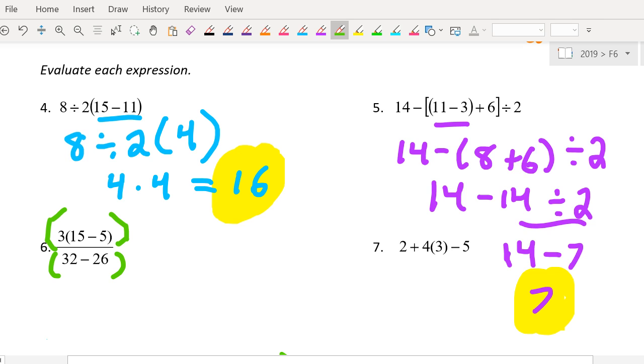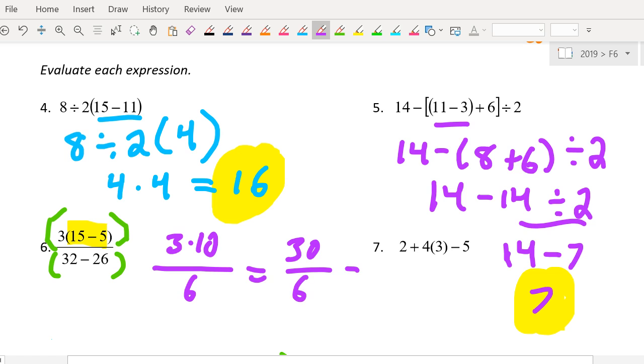All right, what do we do, young lady? So first, you're going to see the numerator and do the parentheses in the numerator, which equals 10. So that'll be 3 times 10 over 32 minus 26. And if you do that math, you should get 6. Right. So 3 times 10 equals 30 over 6. You divide 30 by 6 and you get 5. Excelente.